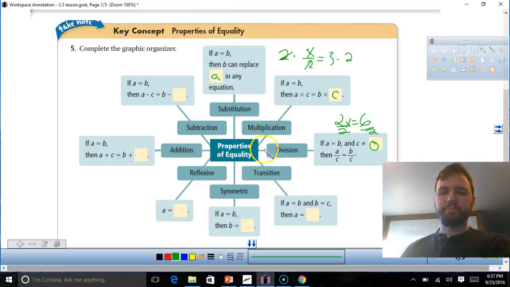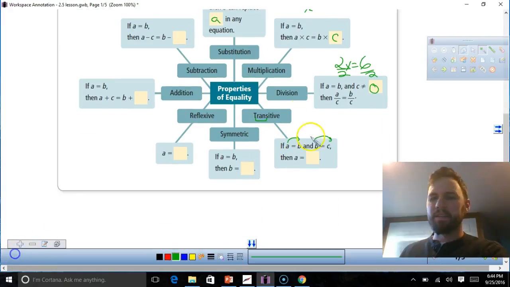Alright. The transitive property. No, I know it says transitive property. Alright guys, I keep pausing this piece. Alright, transitive. If A equals B, B equals C. If A is connected to B, B is connected to C, A is connected to C. You guys do this all the time.